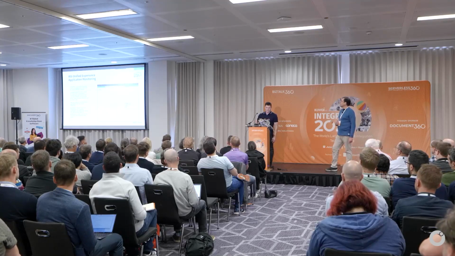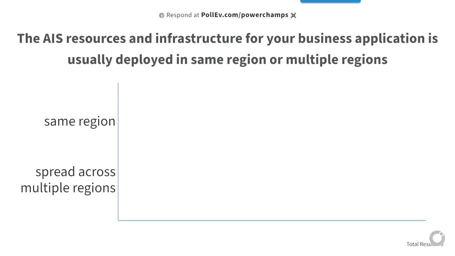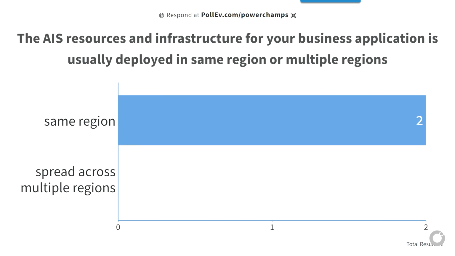So here's the question that we would like your input on. When you think about IaaS resources and infrastructure for this end-to-end workflow, the workflow that delivers on one specific end-to-end scenario, they usually deploy it in the same region or they might be spread across different regions.